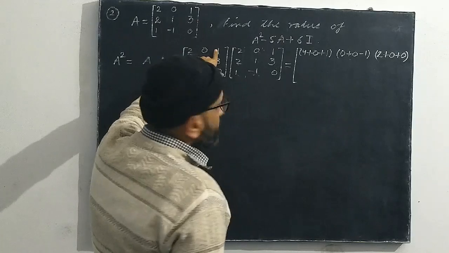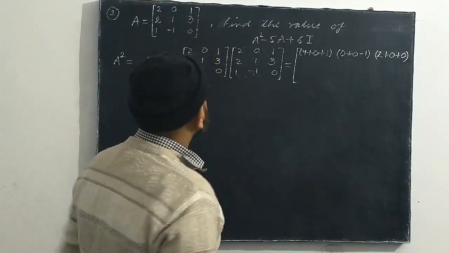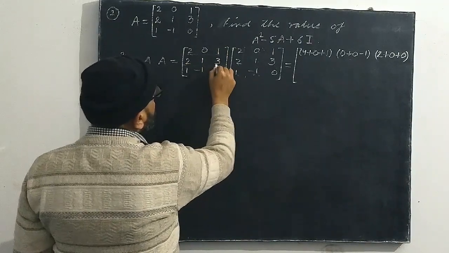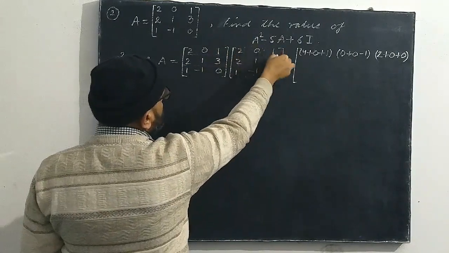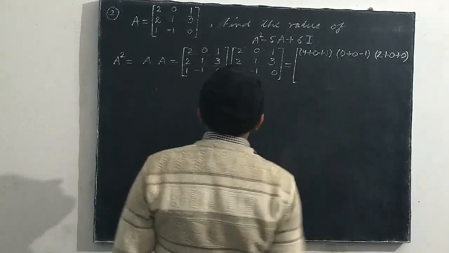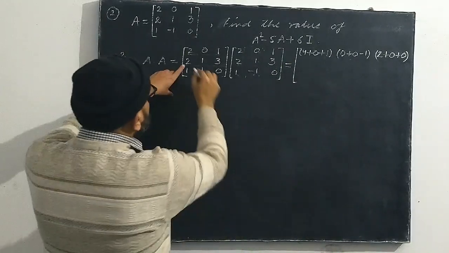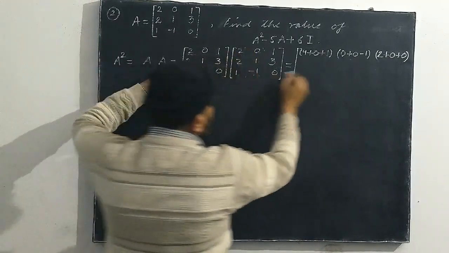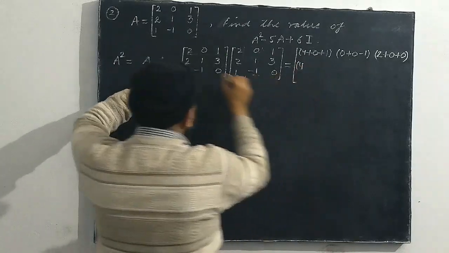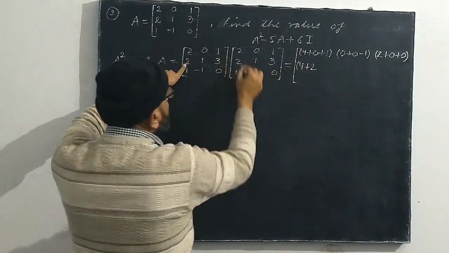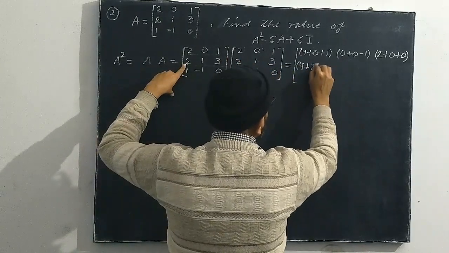Now the first row of the product matrix is completed. Now we come to row 2. Row 2 will multiply column 1, column 2, column 3 one by one, and in this way we get the second row of the product. So first row and first column, 2 2s are 4, 1 2s are 2, 3 into 1 is 3.